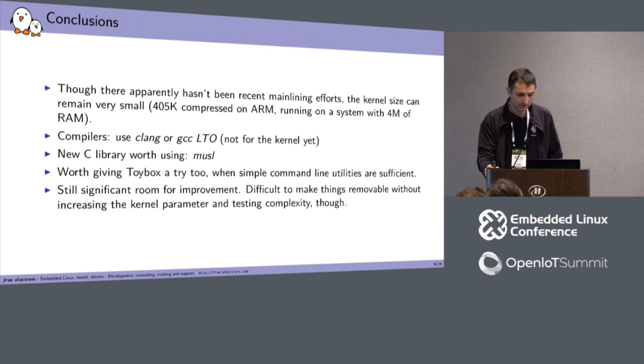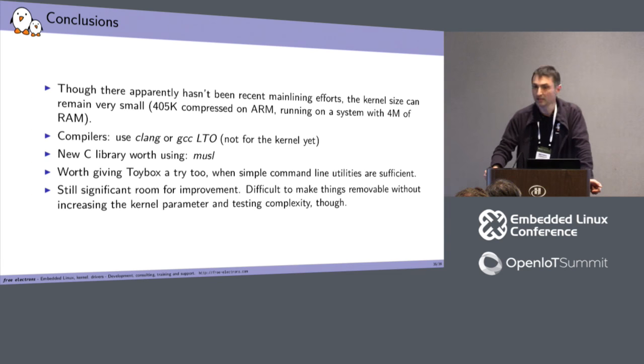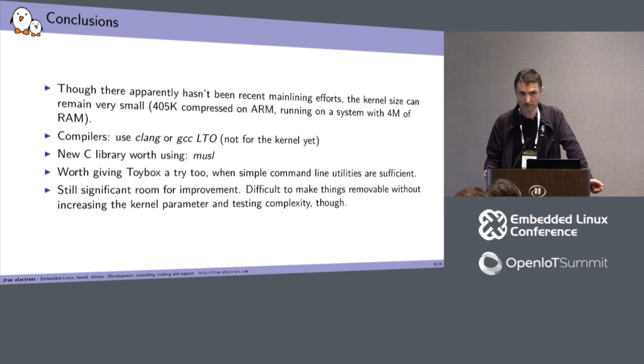And as we can see, there's still significant room for improvement in user space and kernel space. I'm mostly talking about kernel space here. The question is, can we add some more configuration settings to the kernel to make other things removable? It's going to add to the complexity that the kernel developers face. So are they going to accept that? That's the open question.